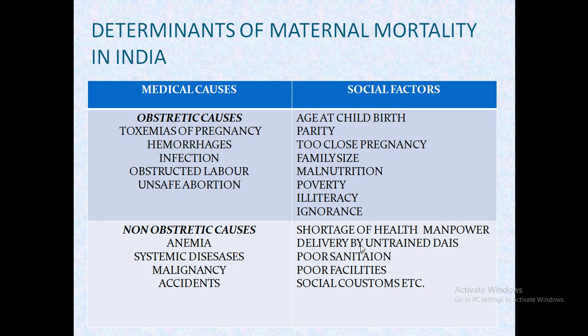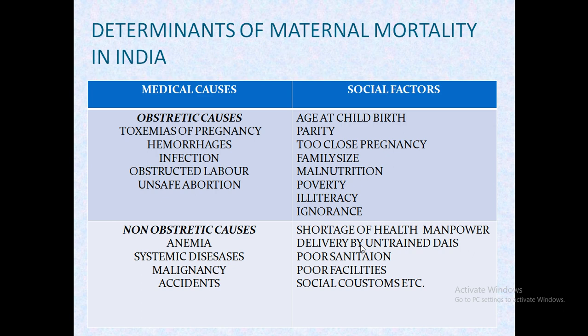And these are all the following determinants of maternal mortality in India. These determinants are divided into: one is medical causes, second is social causes. And medical factors are divided into obstetric and non-obstetric causes. As I already explained, obstetric causes are like toxemia of pregnancy, hemorrhage, infection, obstructed labor, and unsafe abortion. Non-obstetric causes are anemia, systemic diseases like hypertension, any cardiovascular disorder, malignancy, accident.